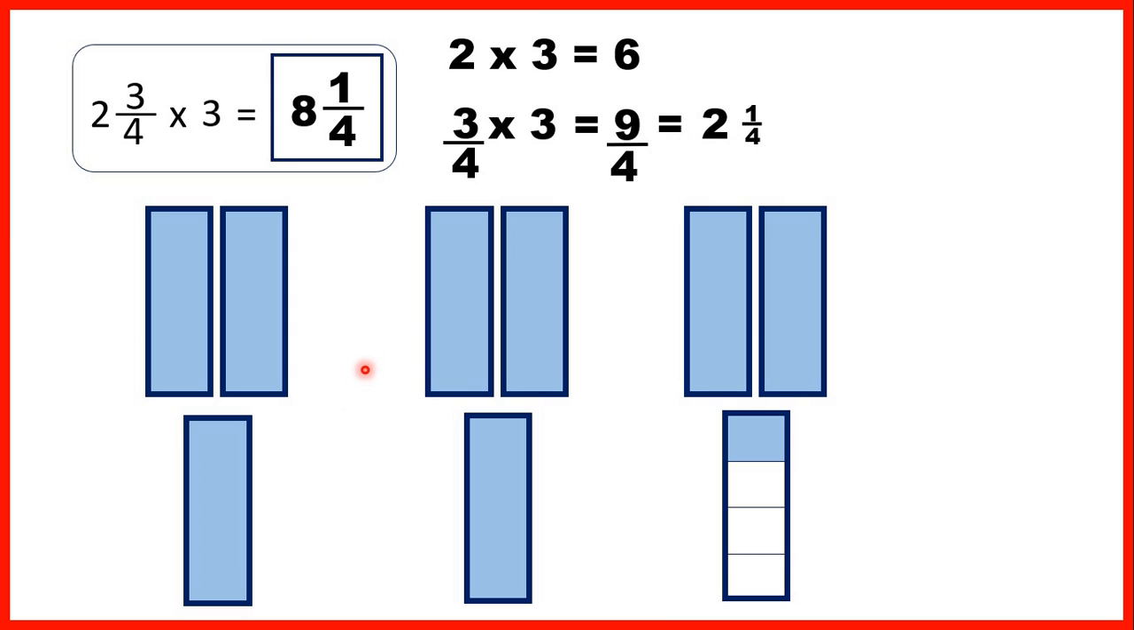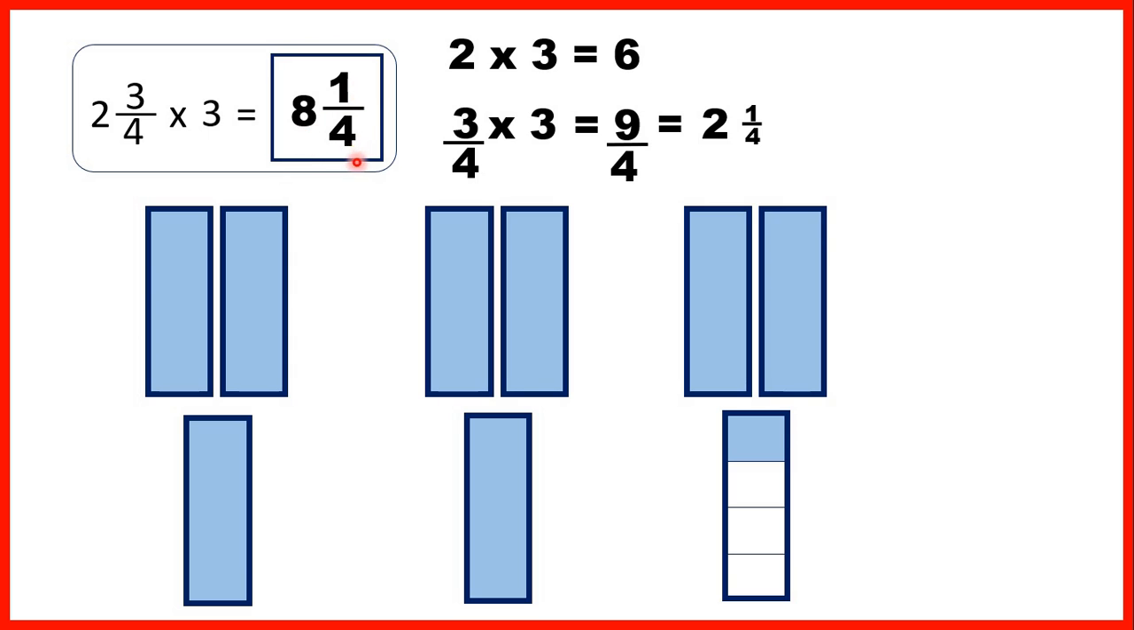So you can see now, what do we have all together? We have 8 wholes, 6 up here, and then 2 here, which matches the 6 and 2 we have here, and we have 1 quarter. So our answer is 8 and 1 quarter.